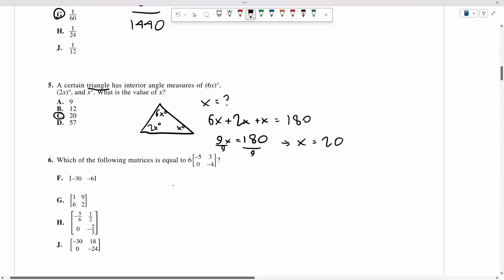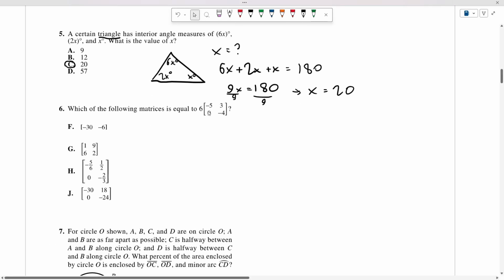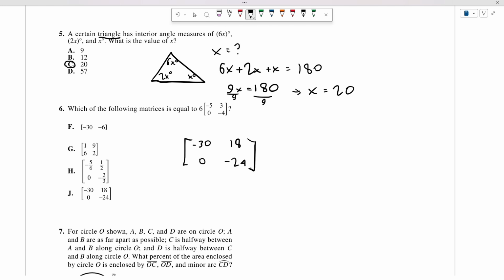Number 6. Which of the following matrices is equal to 6 times that matrix? Okay? There's two ways to do this. One way is if you remember the rule, you can just multiply the 6 to each element. So in these cases, you're distributing the 6 to each element, okay? So we're going to get 6 times negative 5, negative 30. 6 times 3, 18. 6 times 0, 0. And 6 times negative 4, negative 24, okay?